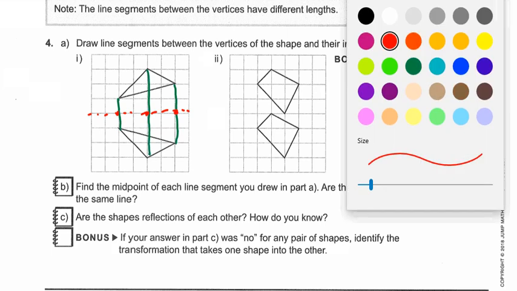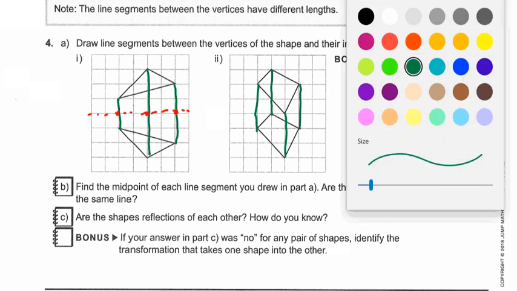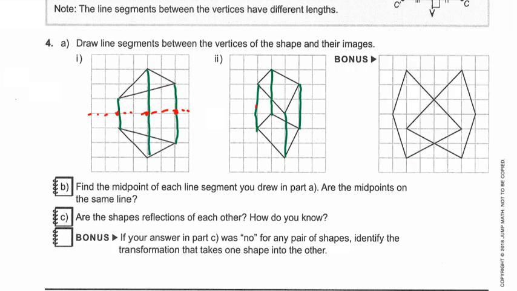If we do the same for the next one, there's 3. Looks like 3 as well. Looks like 3 and 3. So in here, if I put in the midpoints, which would be about here, about here, about here, and about here, we can see that for number 2, it is not a reflection. So try out the bonus question and see if you can figure out if that's a reflected image or not.